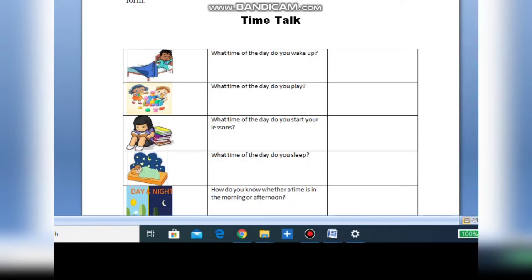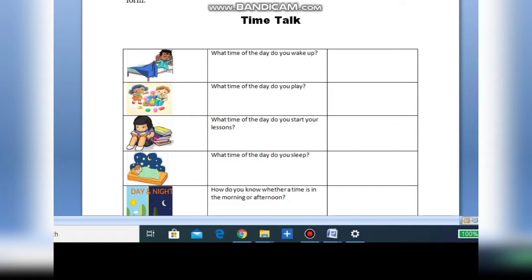So we're doing time talk, the first activity, and we can make a video or write it in our notebook in full sentences. So the first question is, what time of the day do you wake up? And you would start your response, every day I wake up at 6 a.m. or sometimes I wake up at 8 a.m. and sometimes I wake up at 7 a.m. So it's going to definitely be a.m. in the morning when you wake up.